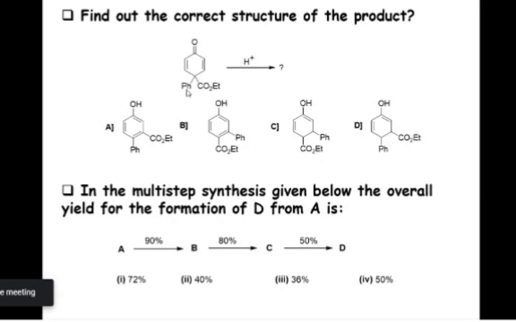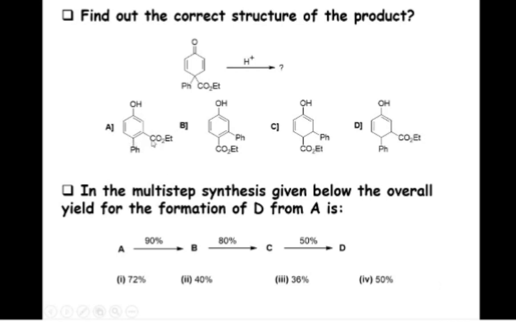Dienol-phenol rearrangement. See here, in the C option and D option, there is no aromatic system. There is no phenol. See over here, these two carbons are saturated, aliphatic carbons. Accordingly, we can remove the C and D options easily, within a fraction of a second. Now the remaining two options are there.